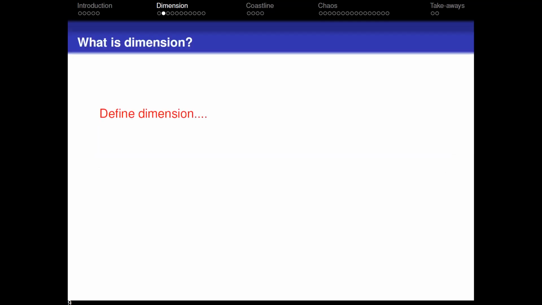Okay, so can anybody define dimension? You know, the mathematical concept of dimension. If you can't define it, give me some examples. What is dimension? Okay, so good. One thing is the amount of directions. So what are the possible values of dimension?